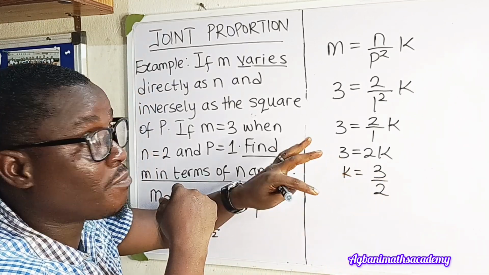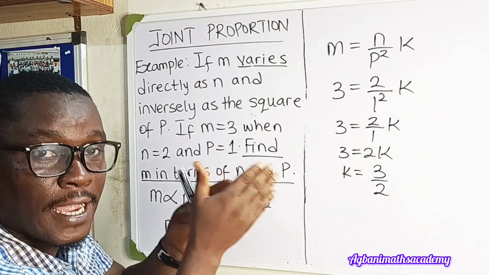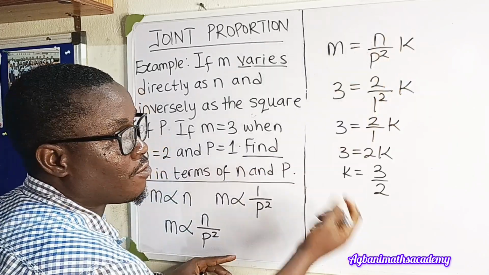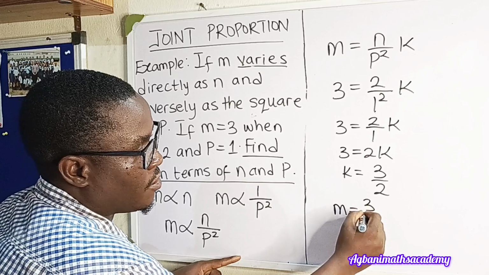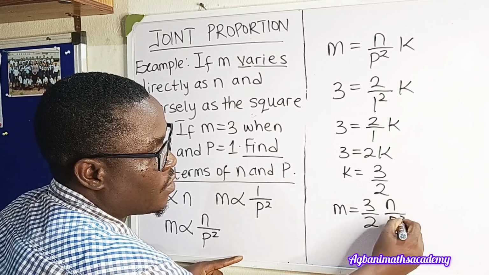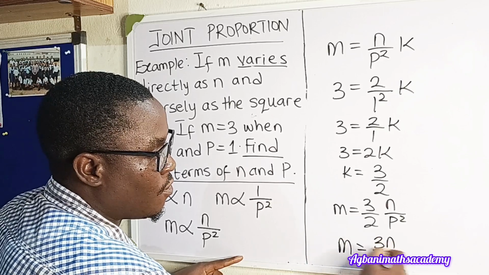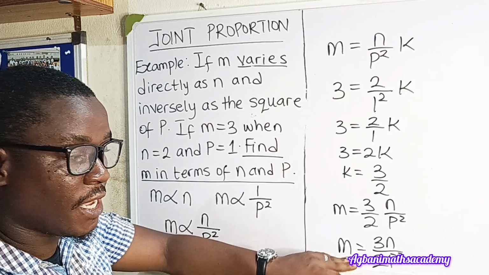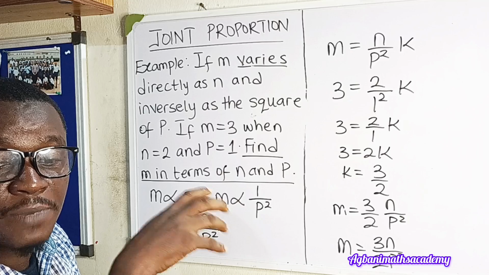So this is a constant of proportionality, but we are told to find m in terms of n and p. So this will be this entire equation. We are going to write it, but replace k with 3 over 2. m is equal to 3 all over 2 times n all over p squared. Or you can finally write it as m is equal to 3n all over 2p squared. So we have written m in terms of n and p. So this is the simple answer to this particular question.